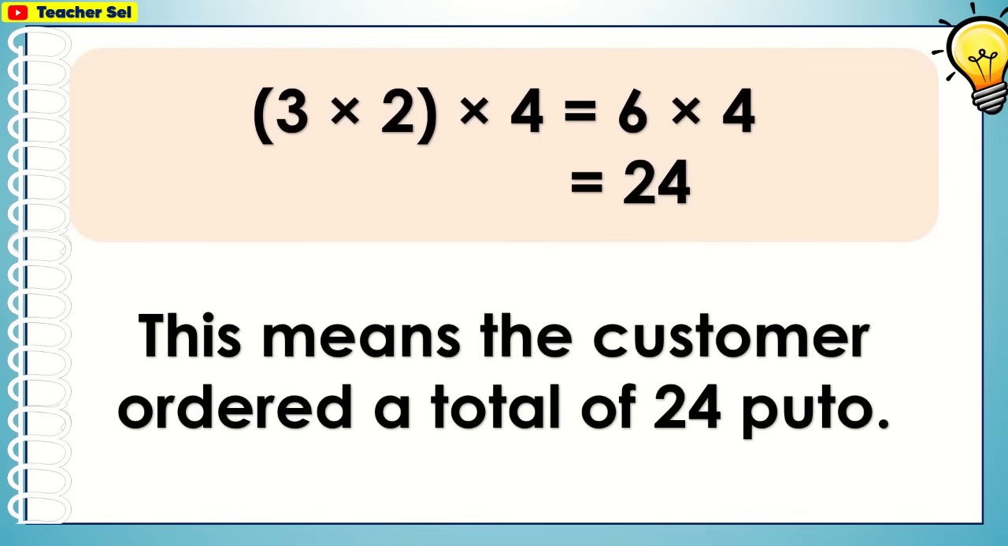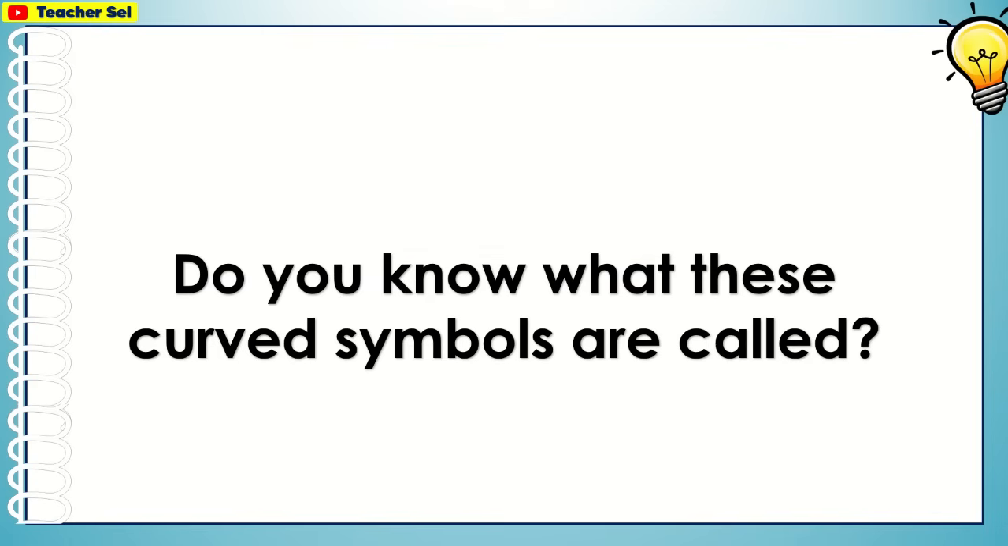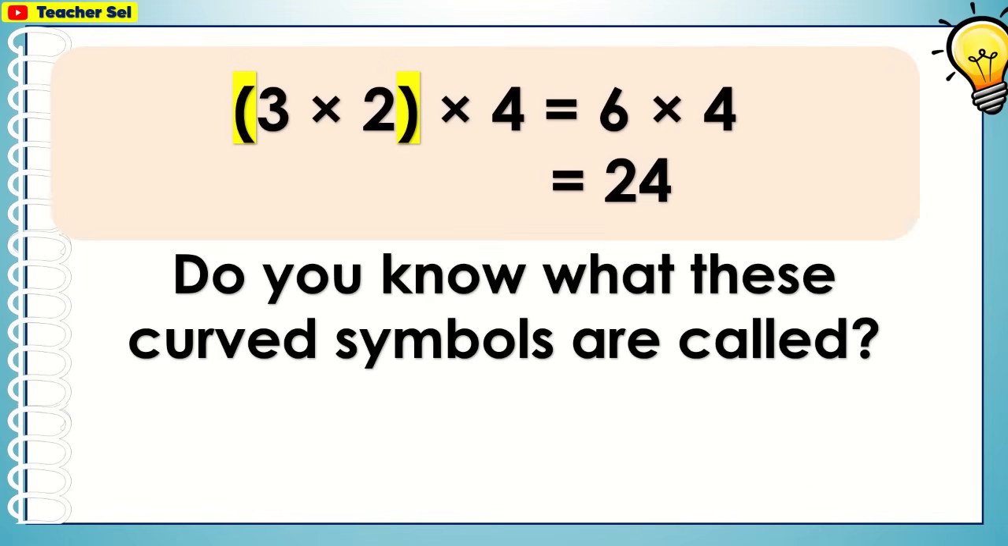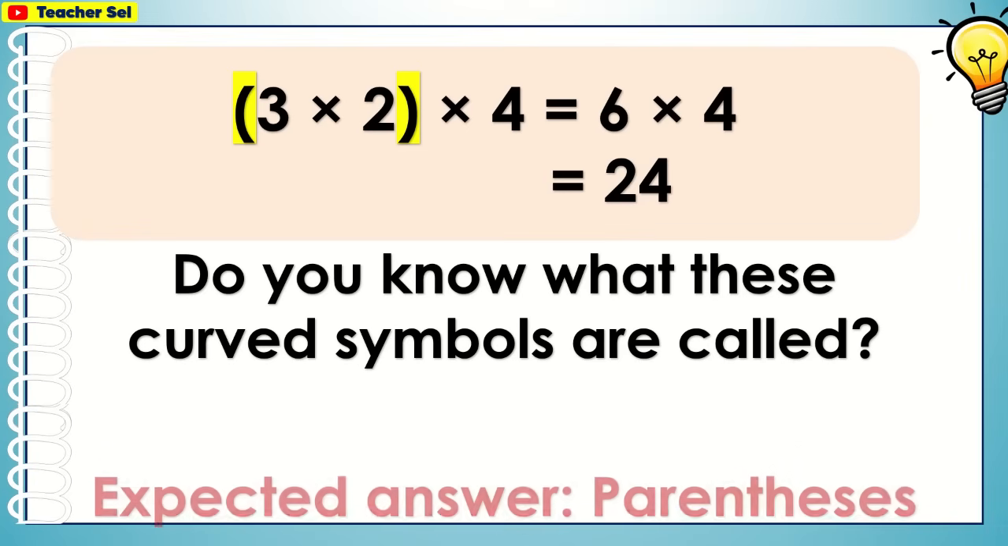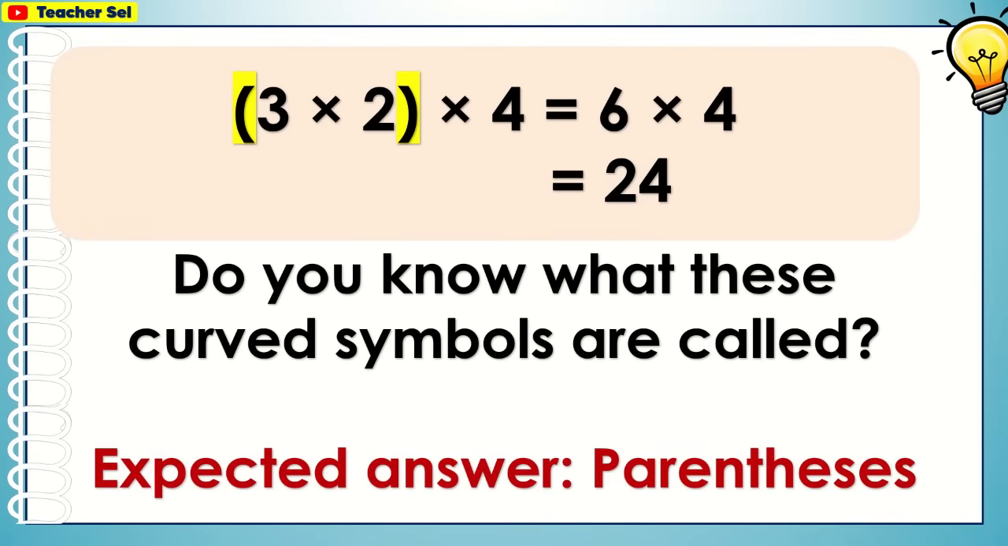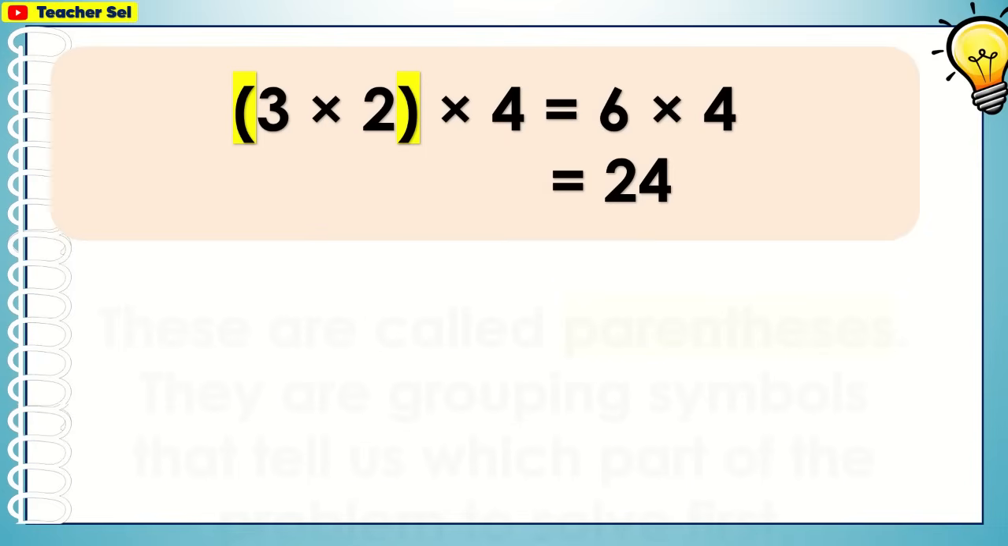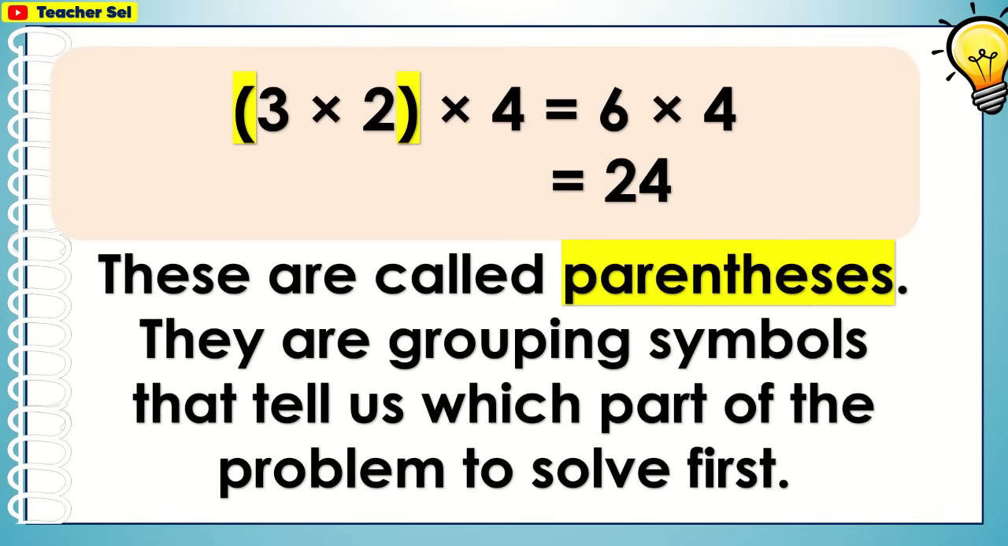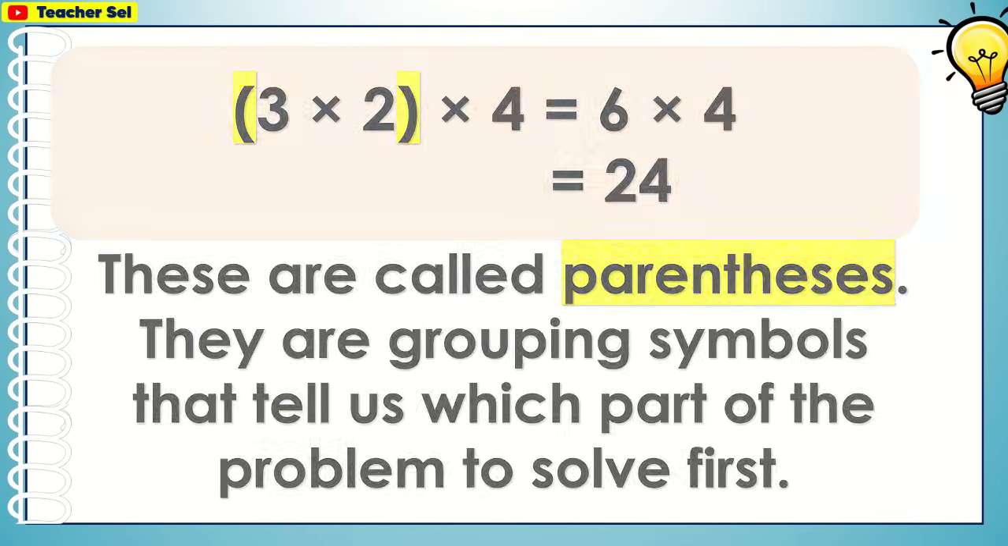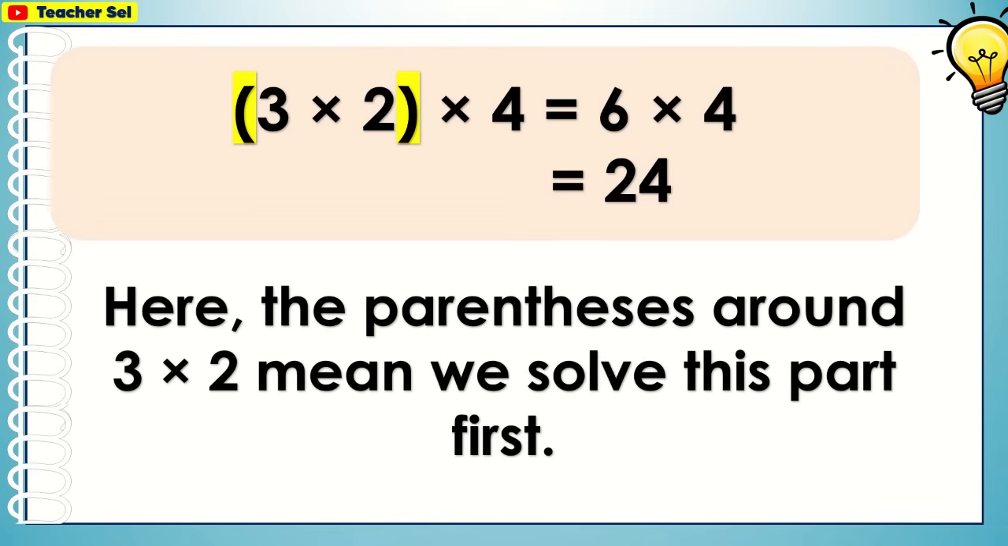This means the customer ordered a total of 24 puto. Do you know what these curved symbols are called? They are called parentheses. These are called parentheses. They are grouping symbols that tell us which part of the problem to solve first. Here, the parentheses around 3 times 2 mean we solve this part first.